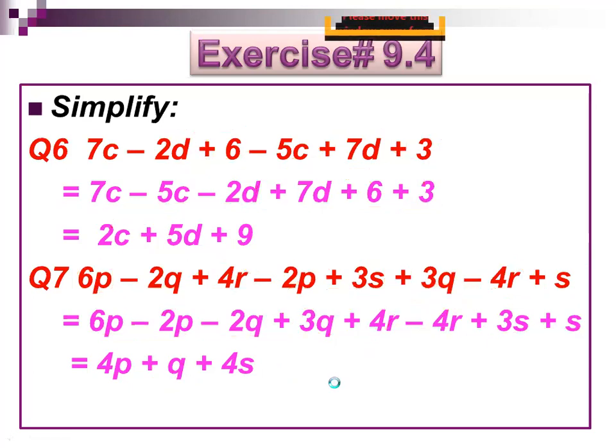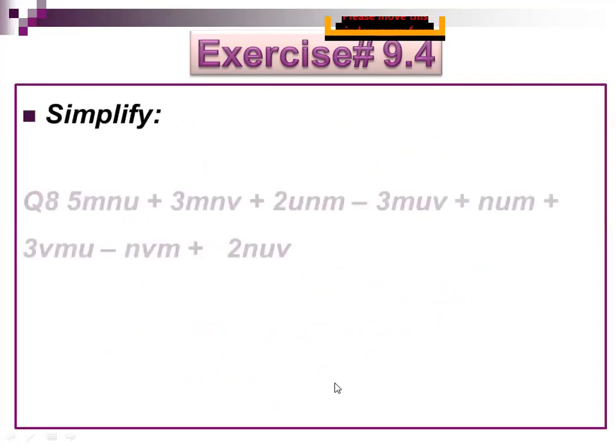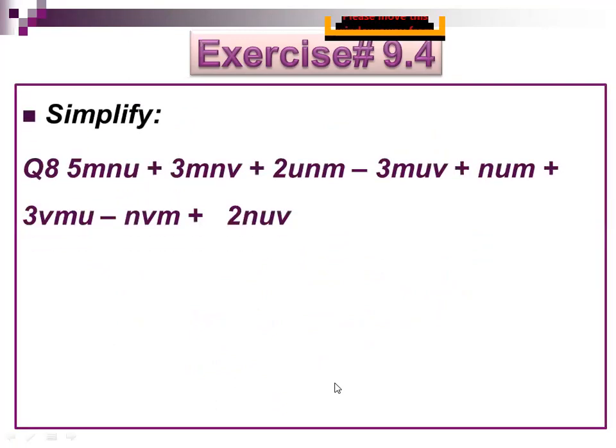Now move on to the last question. This one is a little bit different, a little bit difficult, not that much difficult, but let's consider this one. First you have 5mu. Now let's check where you have a second mu. We will write this as our first term. The arrangement is slightly different, but they are like terms.